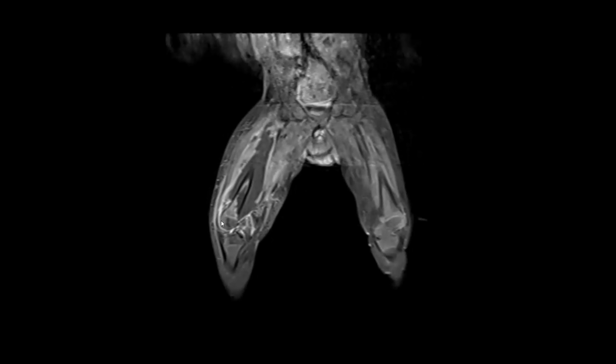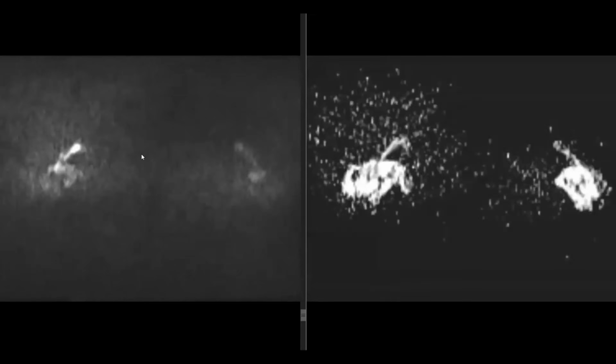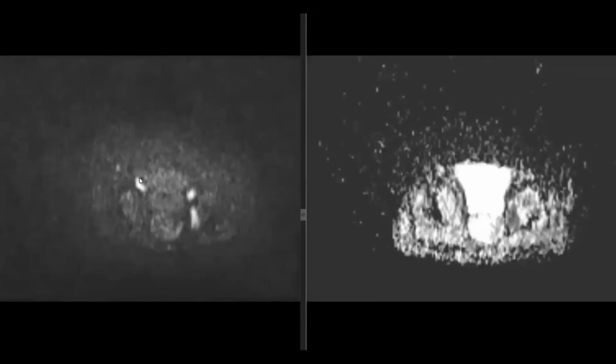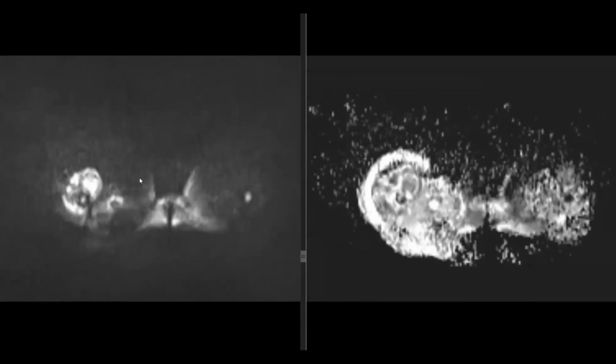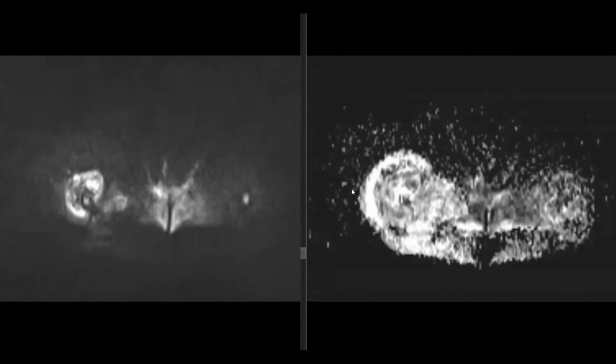Which sequence next do you want to see? Diffusion restriction. Okay, just wait a second, I'll show you the diffusion imaging. This is the diffusion weighted imaging. Sorry for the quality, but you can appreciate this is the DWI and this is the ADC. I can appreciate that there are areas showing diffusion restriction.